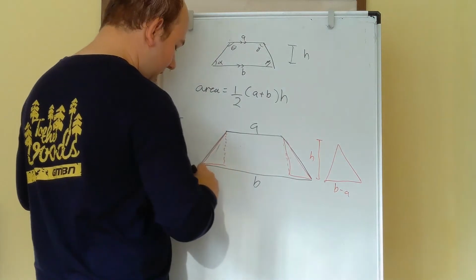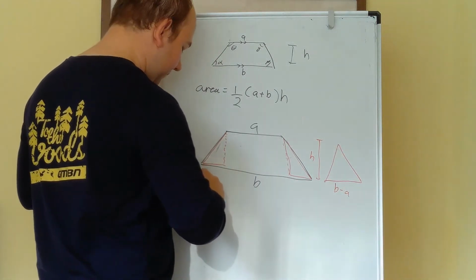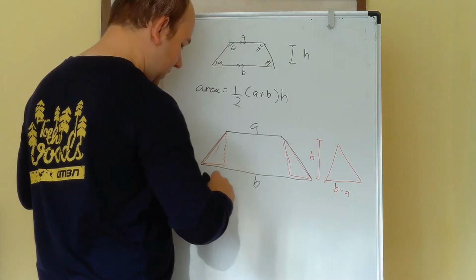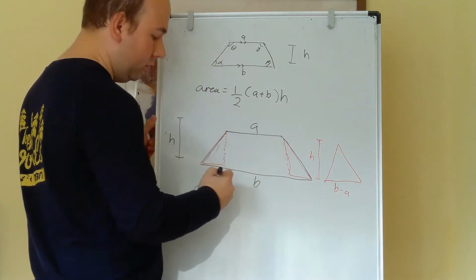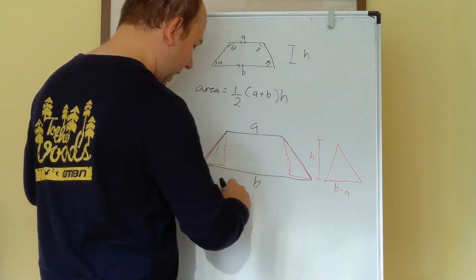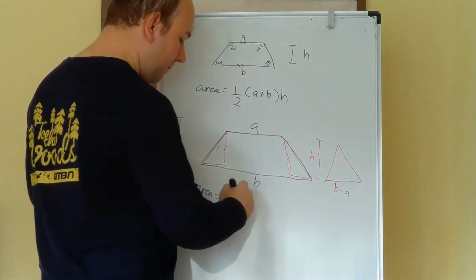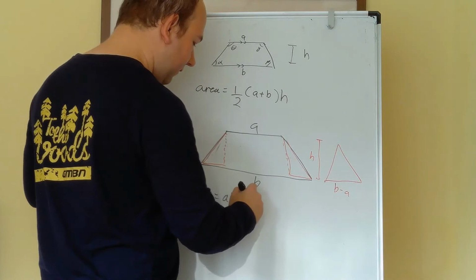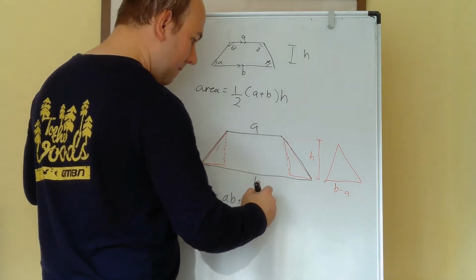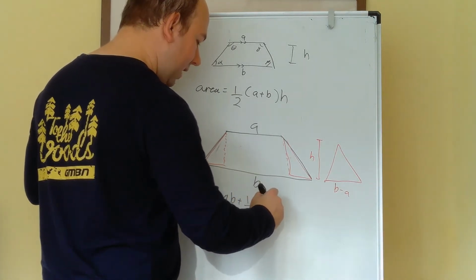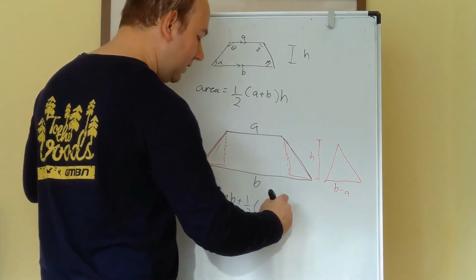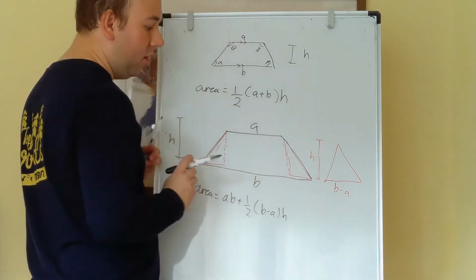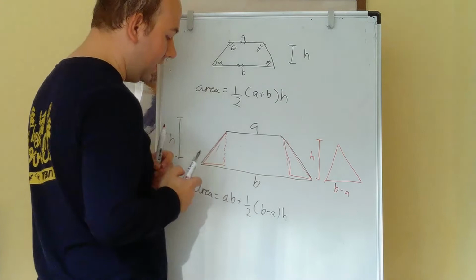So the area in this case would be the area of this rectangle, plus a half b minus a multiplied by the height. So this is the area of this triangle, or these two triangles added together.